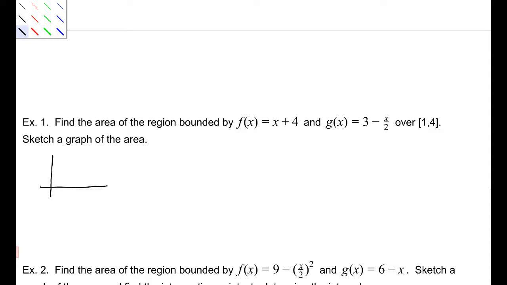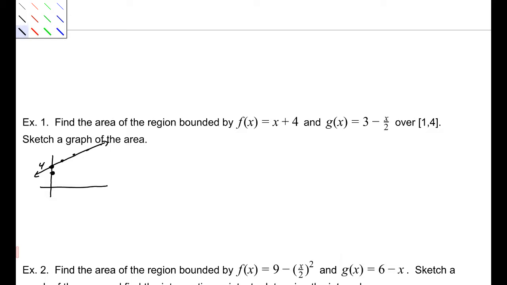All right, so x plus 4 will start at 4, increasing by 1 each time. So we have something that's going to look like that. Now we have 3 minus x over 2.